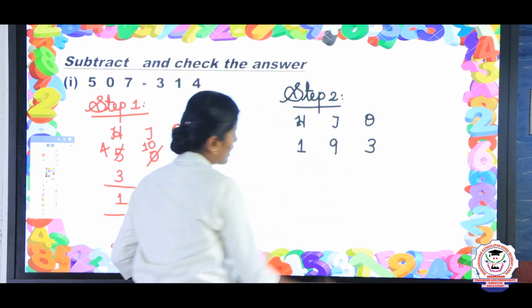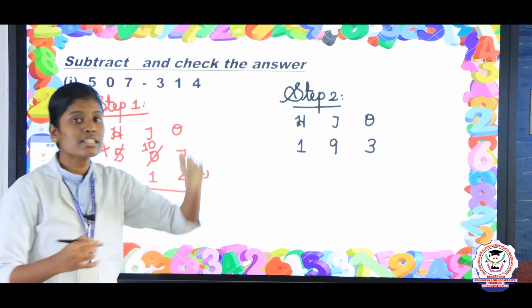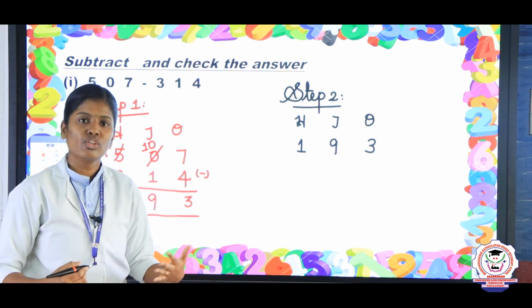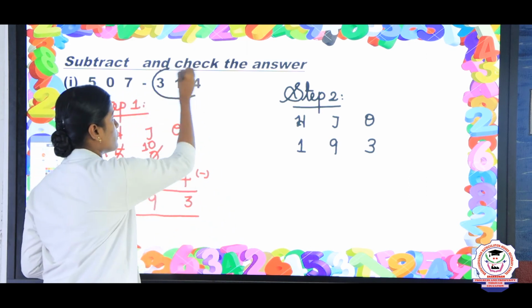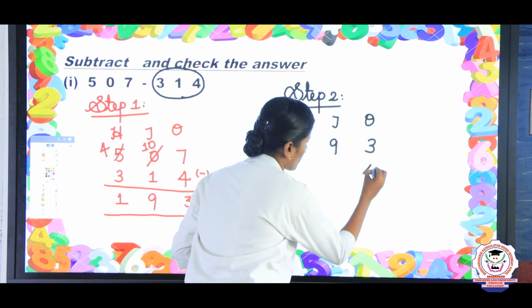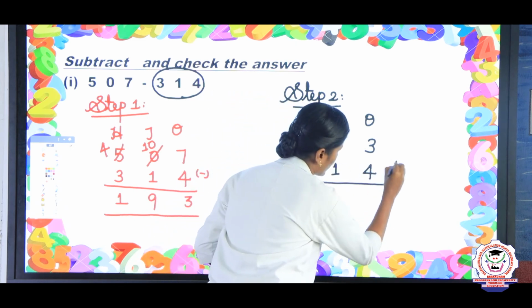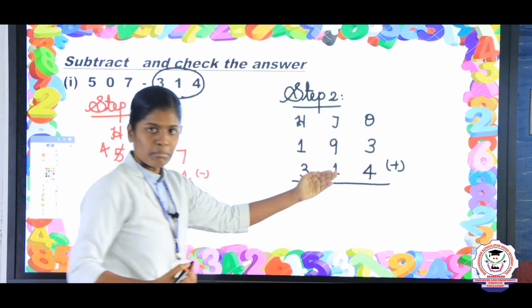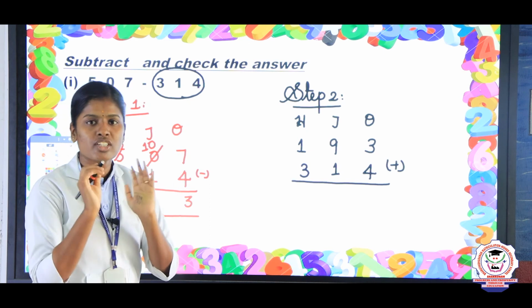Listen children, take the question and compare the two numbers. Which one is the smaller number? We always know that the second number is the smaller number. So, take and write this number 314 here. Write 4, 1 and then 3. Now, we are going to add this. While adding, if in the answer you get the question's greater number, then our subtraction is correct.